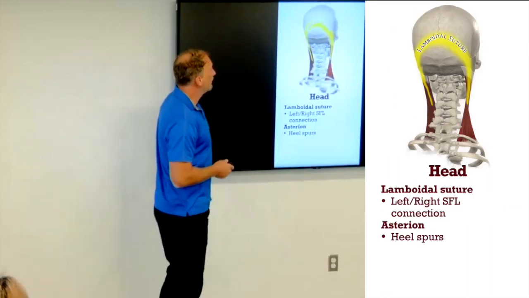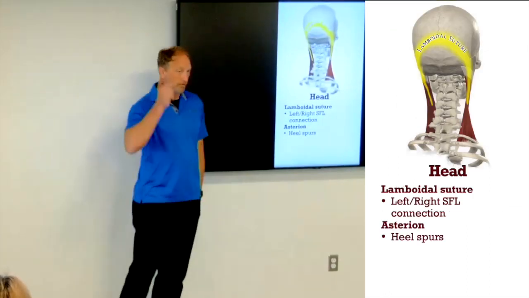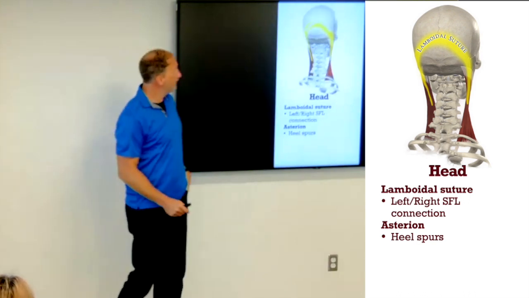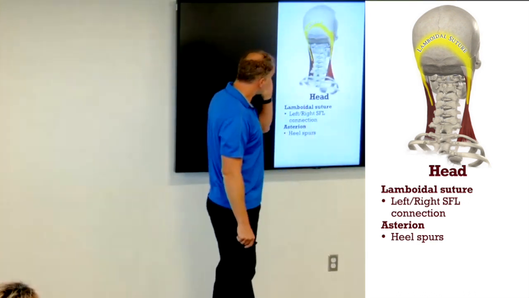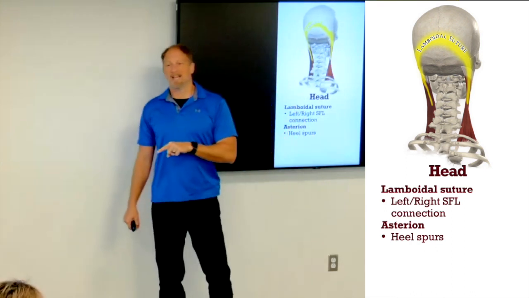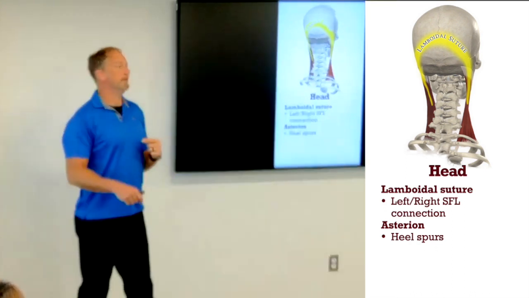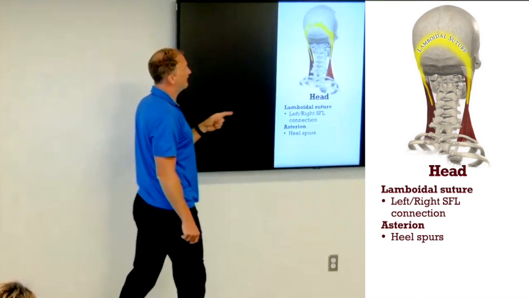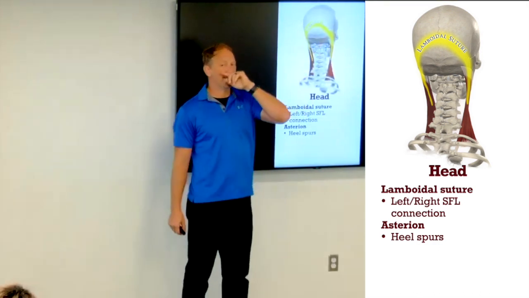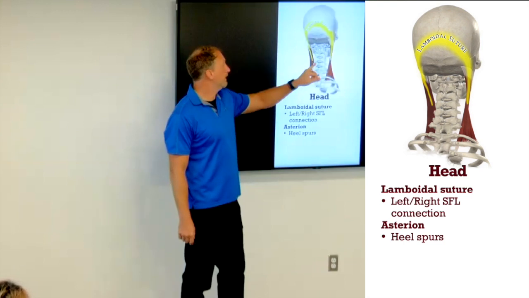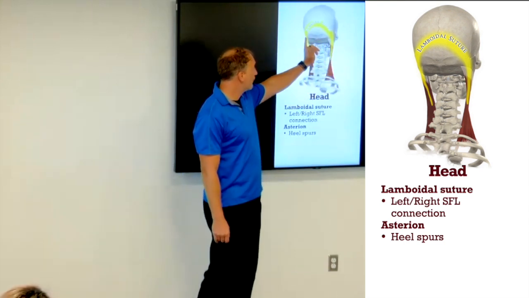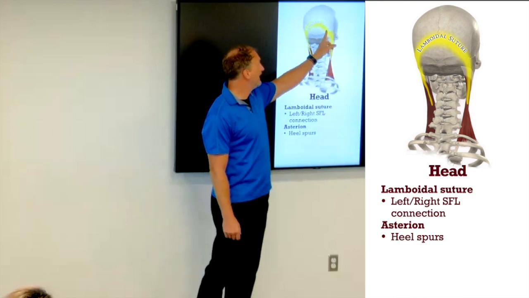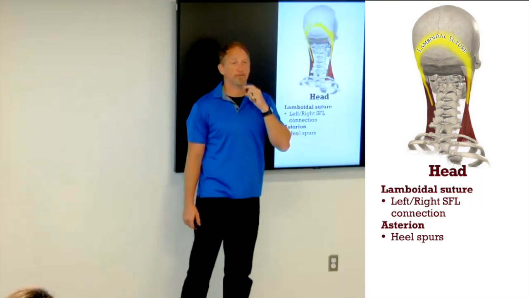we're not going to be very successful in fixing this. The lambdoidal suture basically is the suture between the occipital bone and the two parietal bones. Why this is important is this is where the superficial back line doesn't have this. The superficial front line does. The left superficial front line and the right superficial front line are actually connected to each other through that lambdoidal suture.